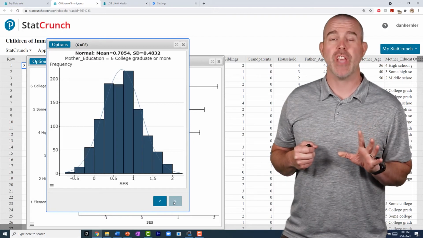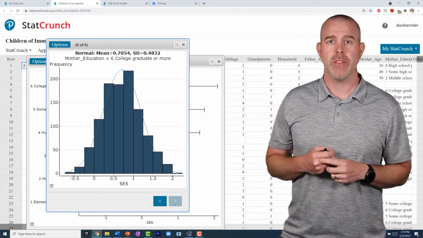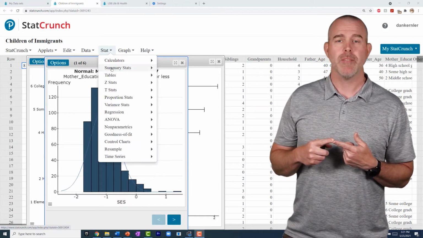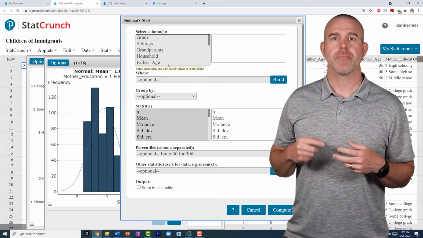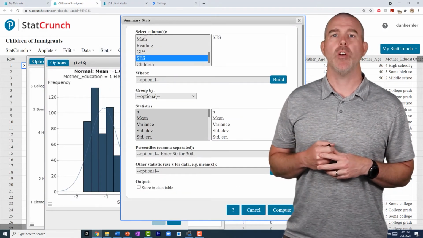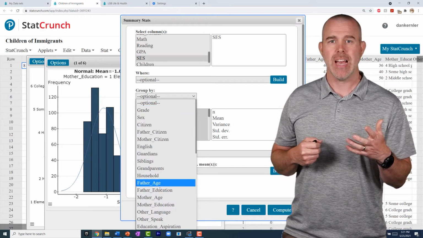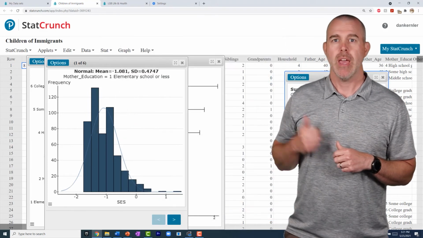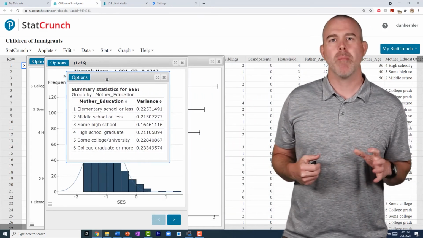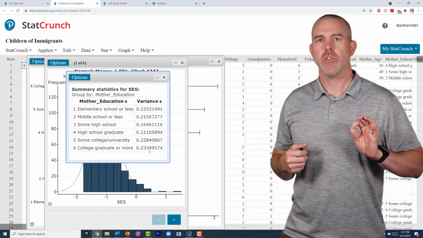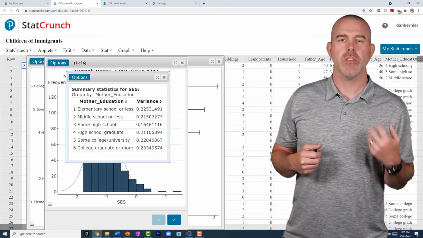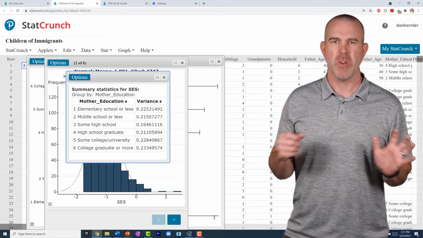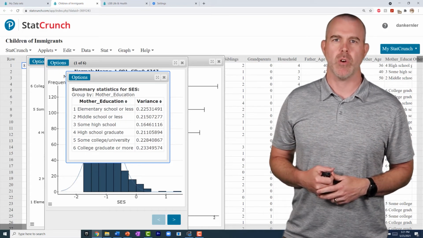We do also need to check that the variances are all the same or not markedly different. So we'll go to Stat, Summary Stats, Columns, and we'll choose our SES and then group by mother's education. And you can see all these variances. Remember, we're worried about the largest one being more than double the smallest one. And they are all fairly similar here. So we should be good. We should be fair to assume that the variances are all the same.